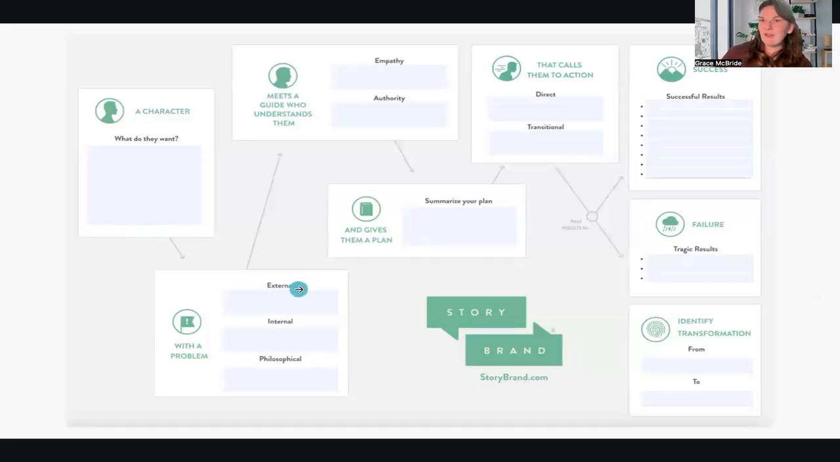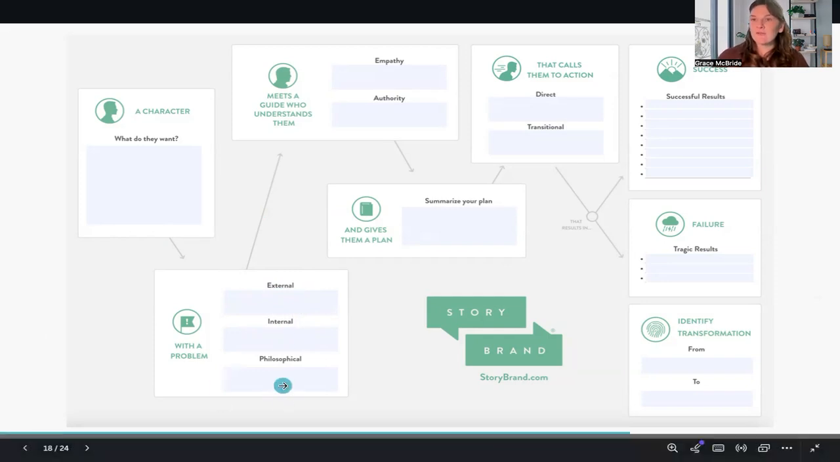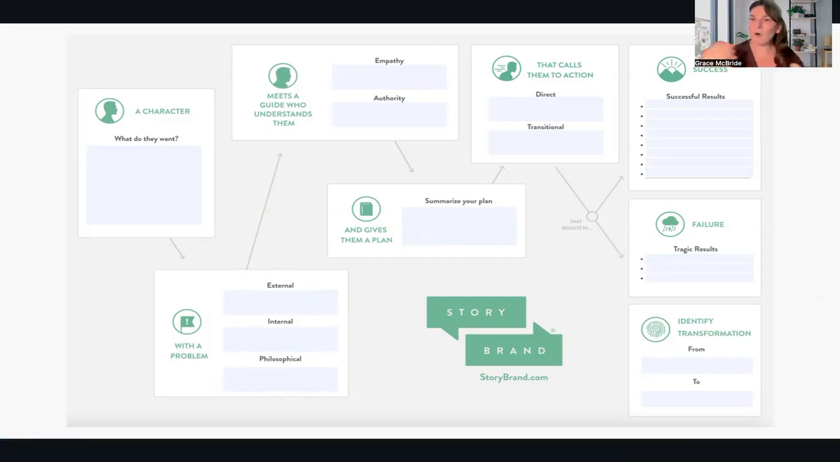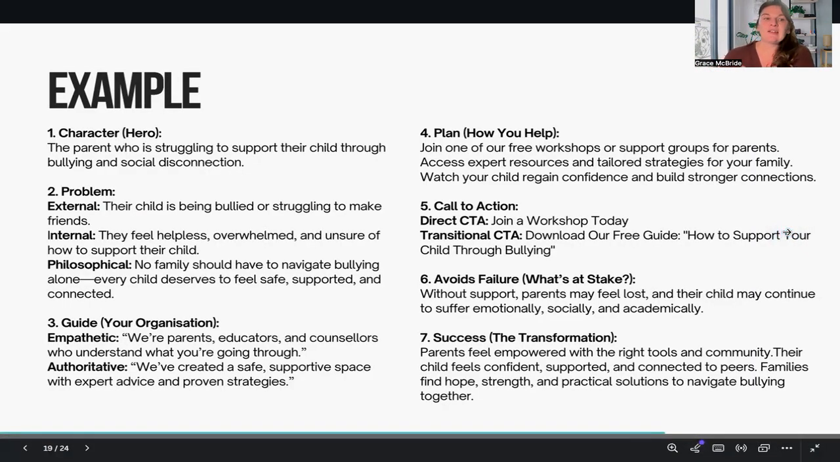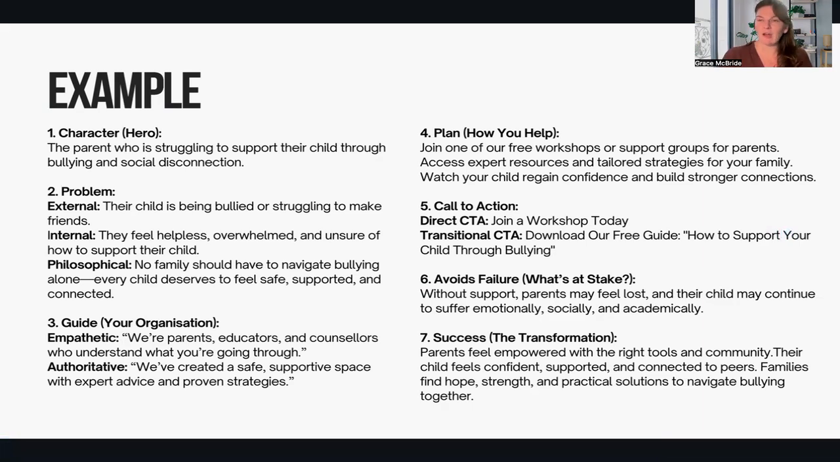We like to identify the problem in three ways: the external problem that the character is facing, the internal problem, so the emotional problem that that character has, and the philosophical, the broader kind of meaning or moral reasoning that this character will have to grapple with in this problem. So in this case, the external problem for this character, our parent, is that their child is being bullied or is struggling to make friends.